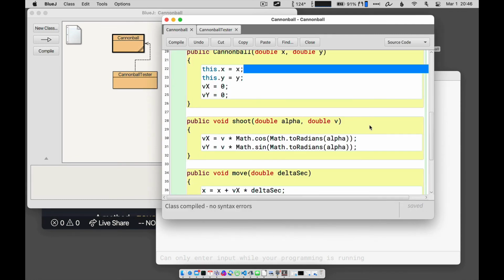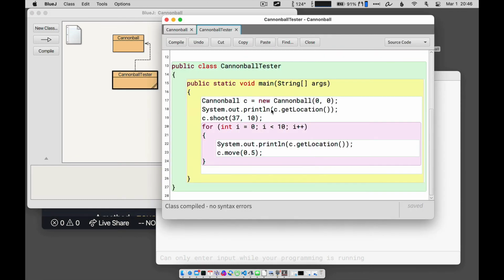Let me try again. What if I change that angle, alpha and V? So I'm going to change this to like almost straight up in the air. I'm going to have it go up like 80 degrees. Oh, yeah, like 80 degrees in the air. That means it should really go up in the air. I should get lots of changes in my Y values here. Let's see what happens.